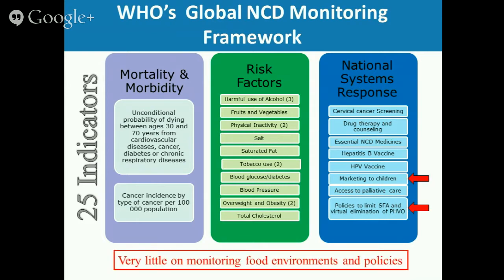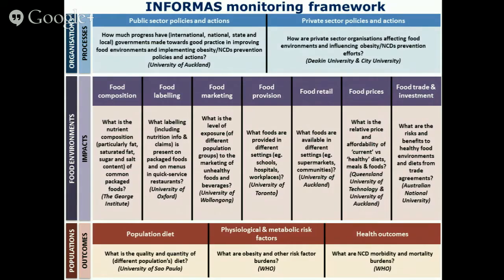Currently there are only 2 indicators dealing with that, mainly one on restricting food marketing to children and one on policies to limit saturated fatty acids and trans fatty acids in the food supply. So in response to that, INFORMAS was founded. INFORMAS is the International Network for Food and Obesity NCDs Research, Monitoring and Action Support. It's a global network of NGOs and researchers which aim to monitor, benchmark and support government and private sector actions to create healthy food environments and reduce obesity and diet-related NCDs.